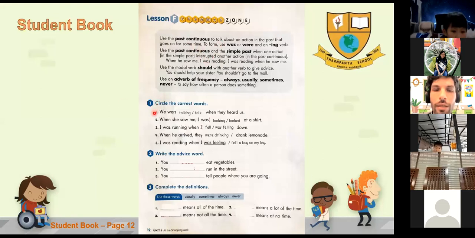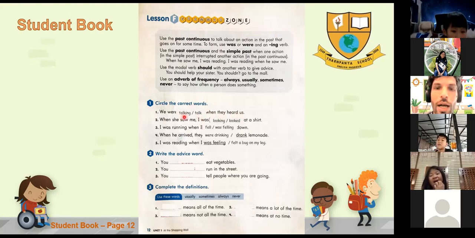Let's take a look at the first sentence. What we need to do is to circle the correct word. In this case, we have different verbs and we need to choose the right one using this rule we were just talking about. Okay, so let's take a look at the first one. I'm going to read the first one and I want you to think which verb is the right one to complete the sentence. We were talking or we were talk when they heard us.